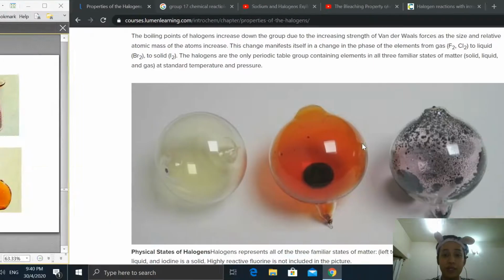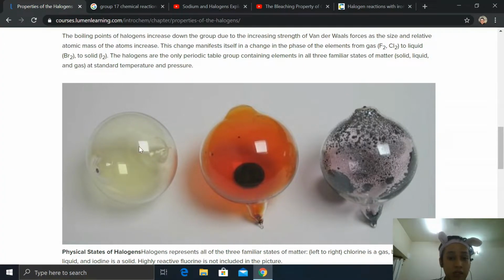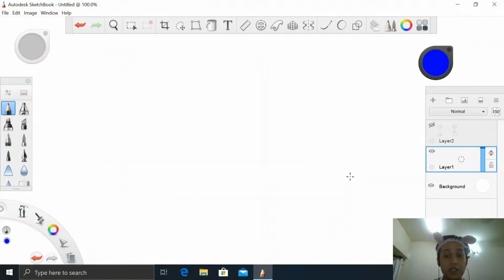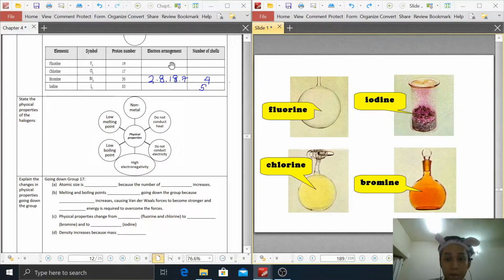I can show you an example here. The first one is chlorine gas, which is a slightly yellowish greenish color. Then bromine exists as a liquid, and it is brownish. And this is iodine, which is purple in color. So it's important that you know the colors of the elements.